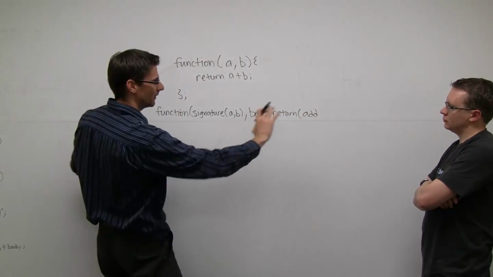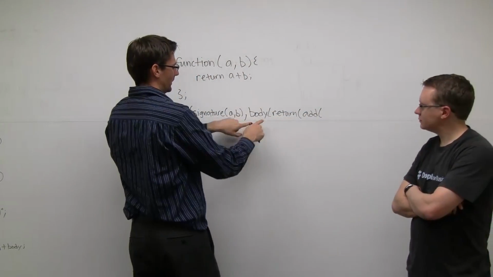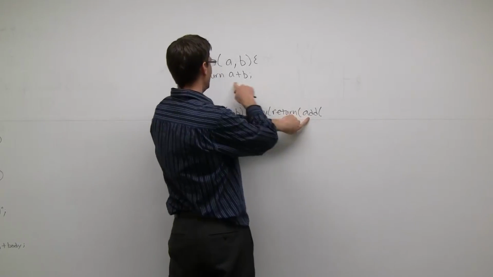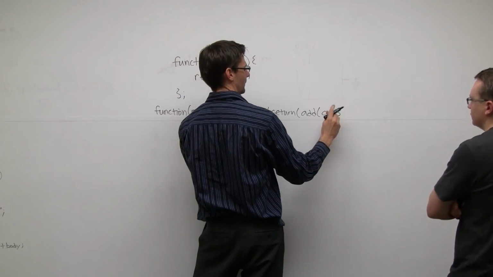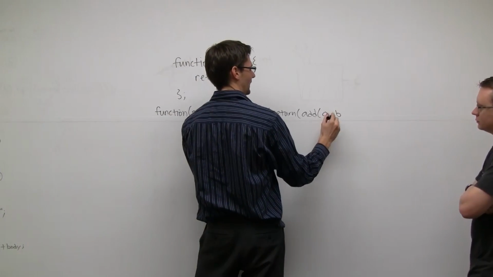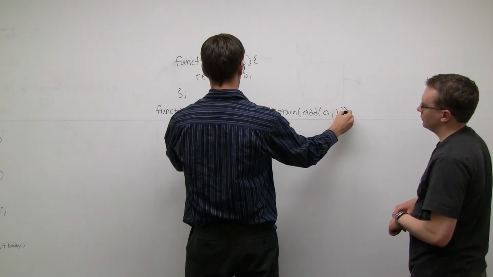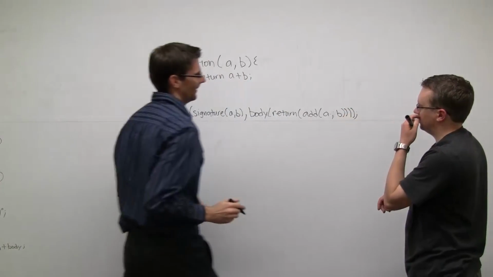Are we going to go off the camera here? I think we're good. Okay, so we're going to have the body. The body is going to have a return statement. The return statement is going to have an add statement. So we're right here, and we're going to add the variable A and B. I think we need one more. Okay.